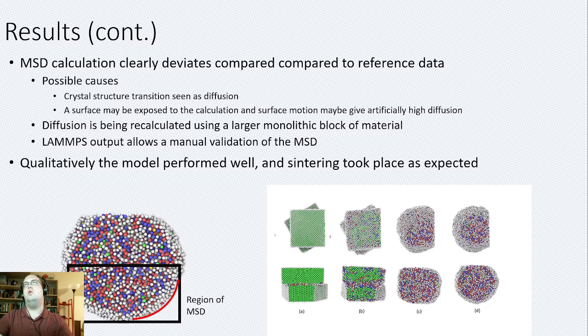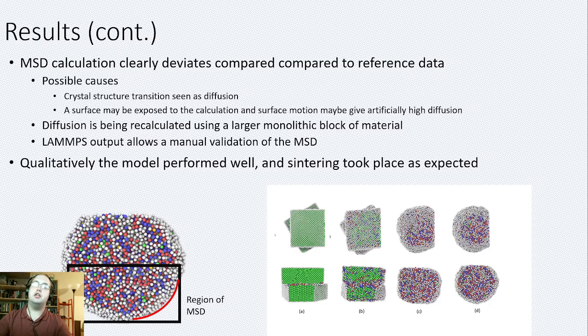And so we're making a new set of simulations that's a block of monolithic material that has no grain boundaries, no exposed surfaces, and we're calculating diffusion in the center of that so that we can verify that the original calculations were in fact correct. The other validation we're going to do is that LAMMPS periodically dumps out every 250 time steps position and velocity files, which would allow us to go back and manually calculate the MSD to validate it.